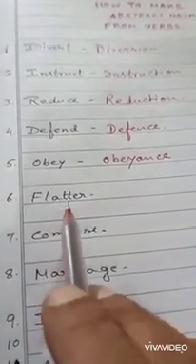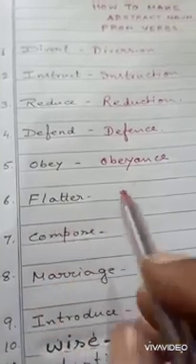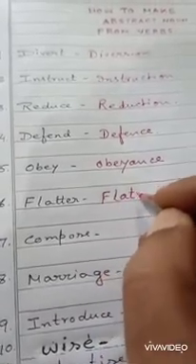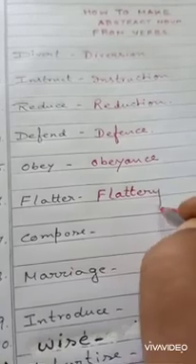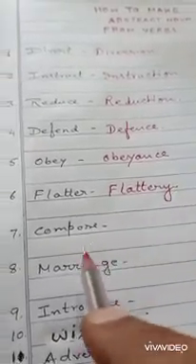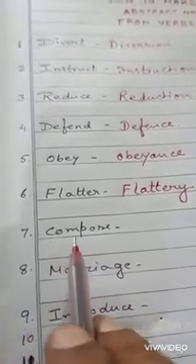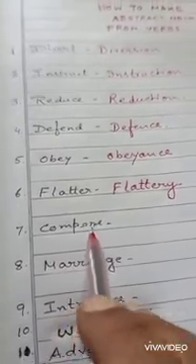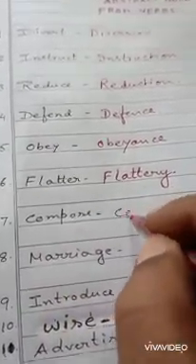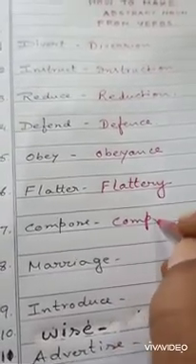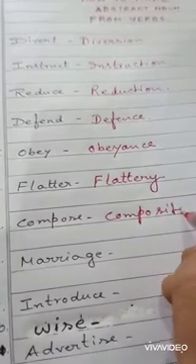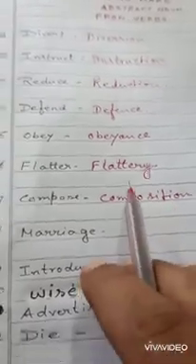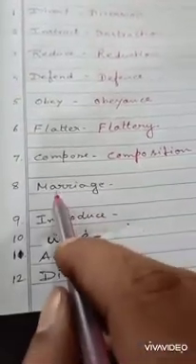Now flatter. So what will be the abstract noun of flatter? It will be flattery. Now seventh word is compose. What will be the abstract noun of compose? Yes, it will be composition. C-O-M-P-O-S-I-T-I-O-N. Composition.